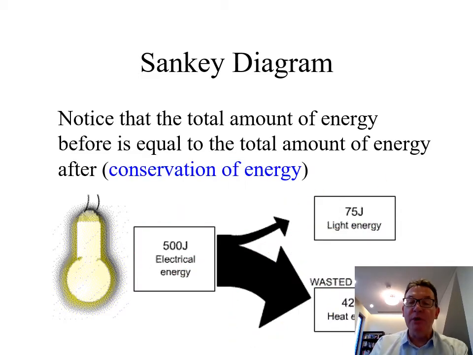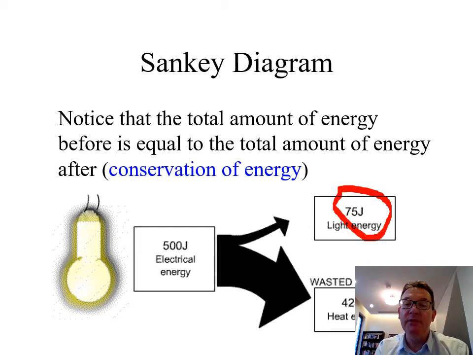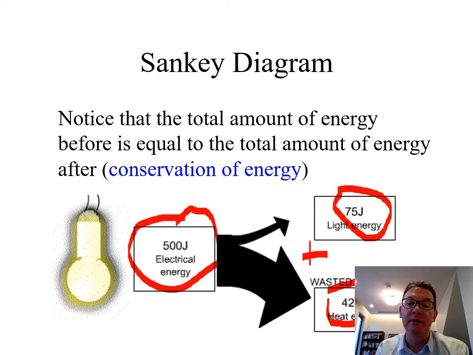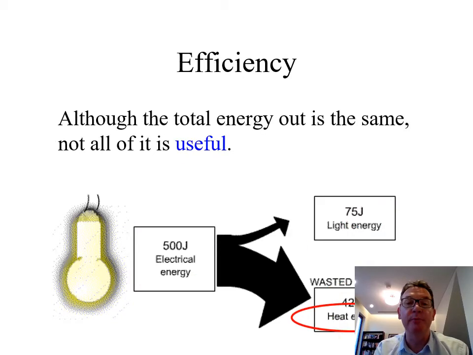But notice, according to the conservation of energy, the total amount of energy stays the same. 75 joules is turned into light energy, 425 joules is turned into heat energy, and if you add those two together, of course that equals the amount of energy we put in. So we've not lost energy or gained energy, we've just changed energy.